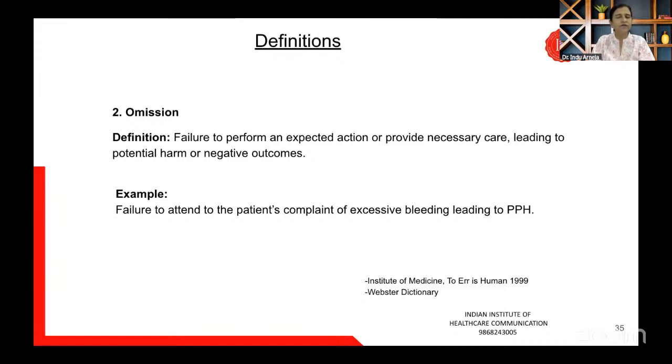For example, if there's a patient who is complaining of excessive bleeding, and we fail to attend to the complaint, we fail to watch the patient, we fail to check the vitals and the amount of bleeding, and then ultimately the patient ends up with PPH. If you remember, I had shared this case with all of you in one of the sessions. And unfortunately, we lost that lady because of PPH. That's also a real life case. Most of the cases I discuss here are real life cases, either I have seen or have been shared by some of the participants. So that's an occasion where we missed attending to the patient's complaint.